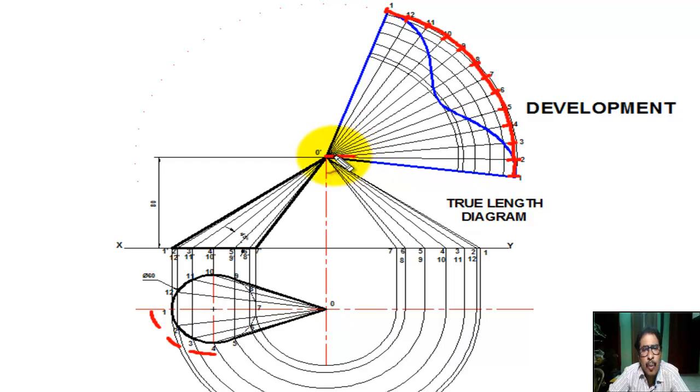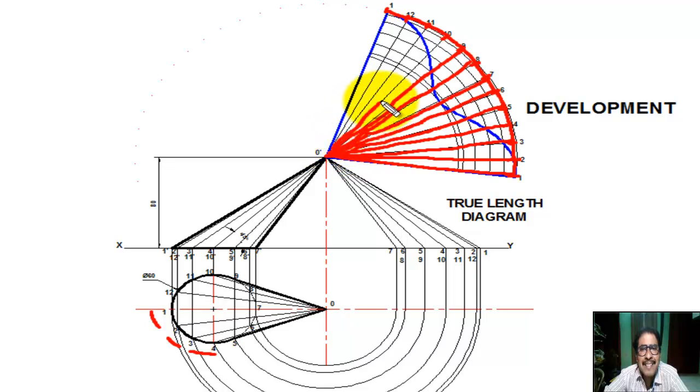Now join O' and 1, join O' and 2, join O' and 3, join O' and 4, join O' and 5, join O' and 6, join O' and 7, join O' and 8, join O' and 9, join O' and 10, join O' and 11, join O' and 12, join O' and 1.